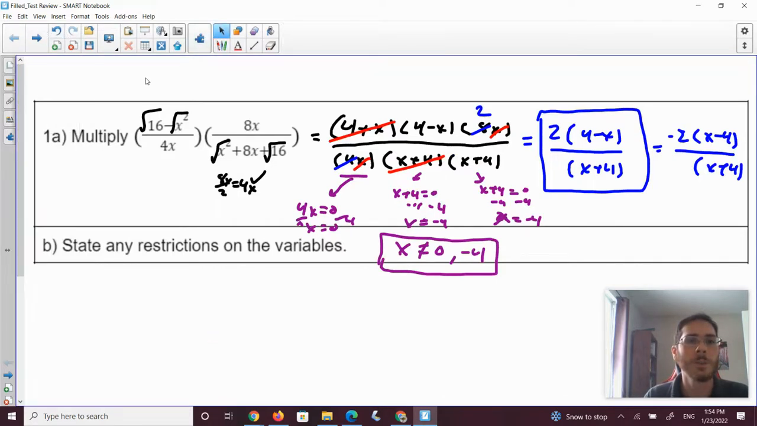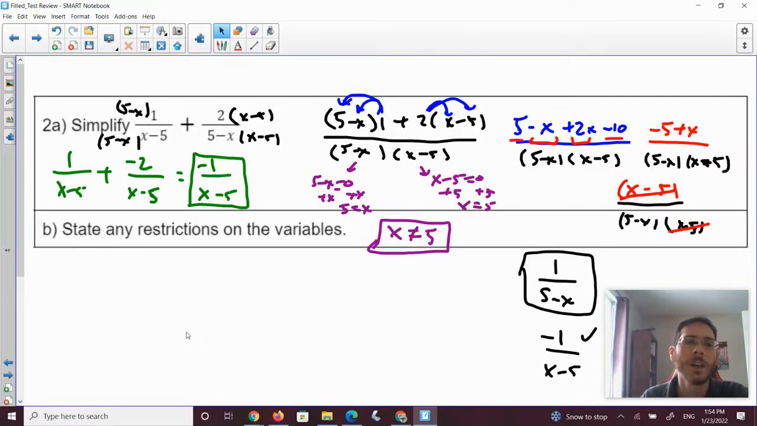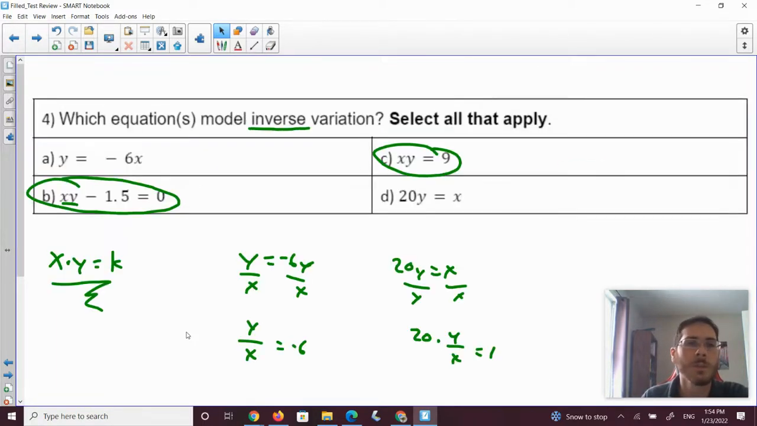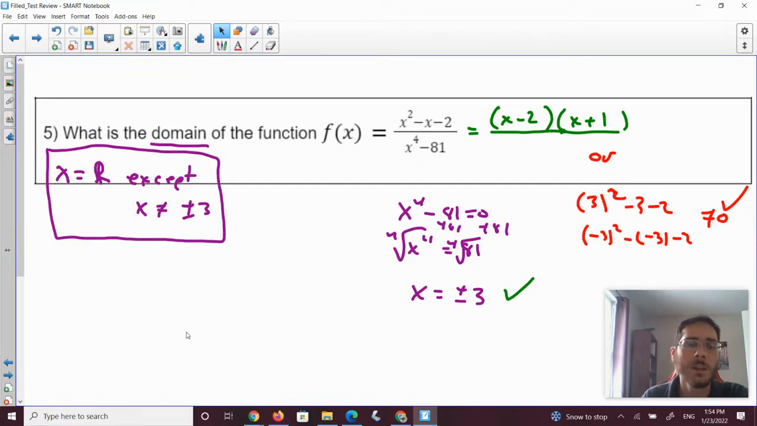So multiply, we're probably not going to do too much there. Again, you can multiply, you can graph your initial, graph your answer, see if they line up. Same do a simplify. Graph the initial, graph your answer, see if they line up. This one, can't really do too much with it. Inverse variation, can't really do too much with it. Domain, we actually can. So this one's kind of cool.